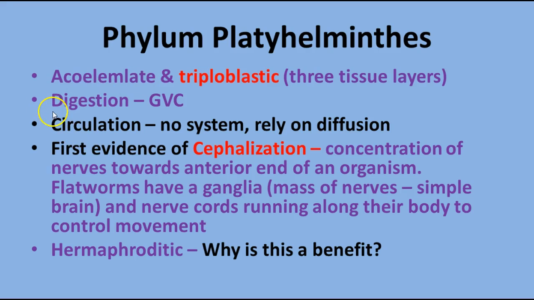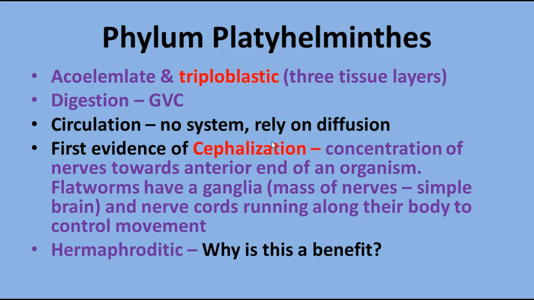Their method of digestion is going to be the same as cnidarians, GVC meaning gastrovascular cavity, one way in and the same way out. Food goes in, it's digested, and whatever is left as waste is going to exit through the same entrance. They're not going to have a circulation system, meaning they're going to rely on diffusion for nutrients and oxygen. If you think about how a flatworm is made up, there's no room for a body cavity, so there's no room for a circulatory or a complete digestive system.